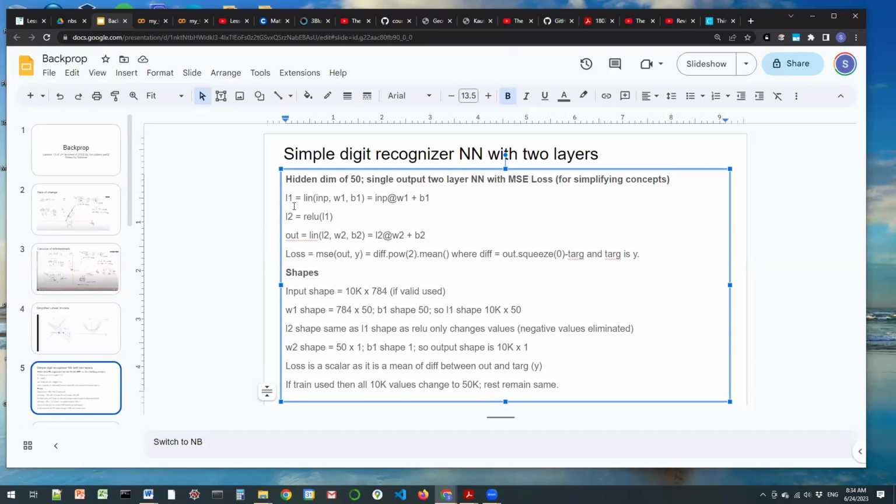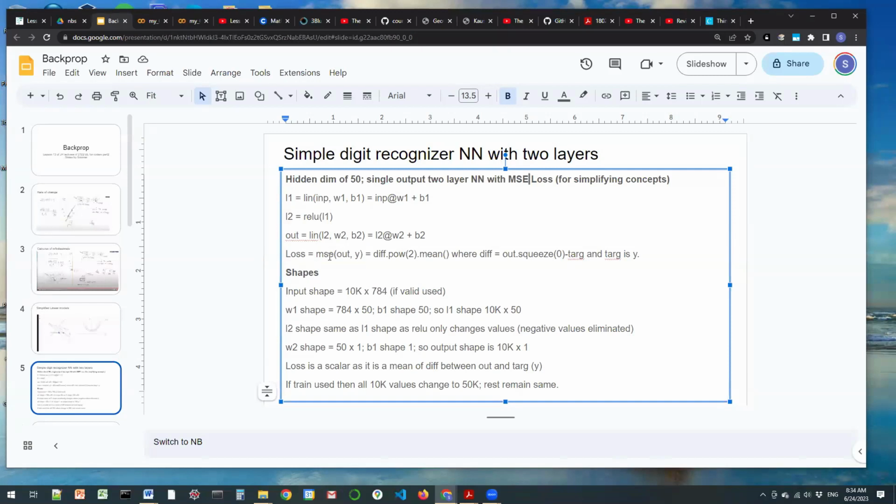Now, this is just mathematically working through the equation. L1, as I said, is the linear of input, W1 and B1, which translates to the equation that we have seen: the input matrix multiplied by W1 plus B1. The at sign is matrix multiplication, as we saw in the notebook. L2 is ReLU of L1, and out is this.